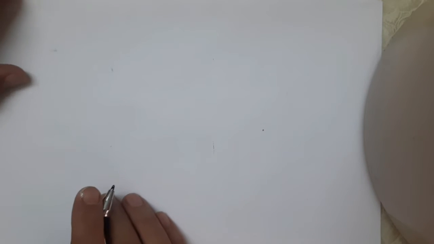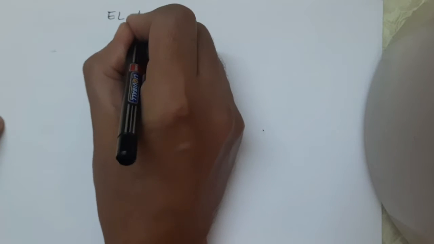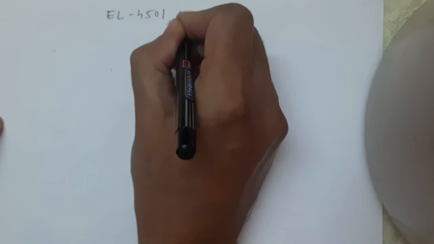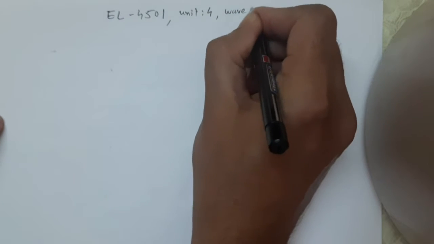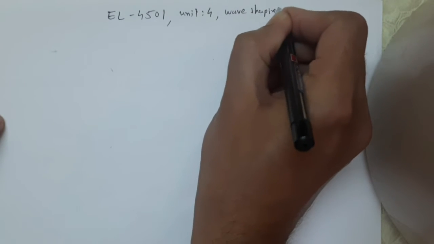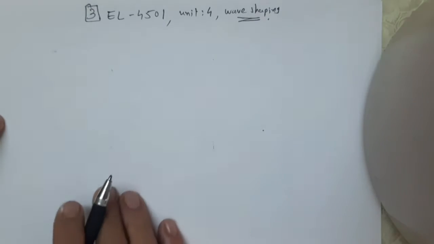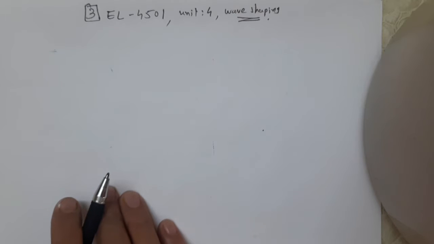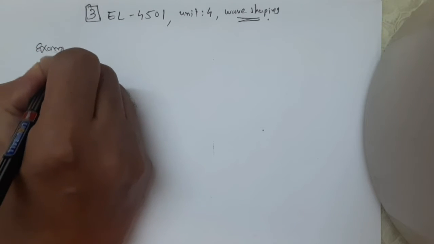Now, this is your paper EL 4501, Unit 4, Wave Shaping. Lecture number 3. In the last lecture, we found the equations. Now we are discussing an example.